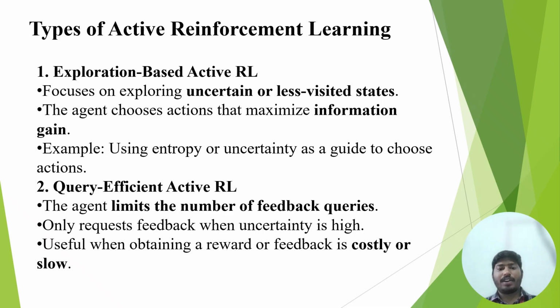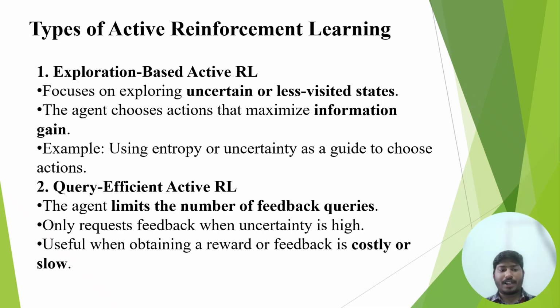There are different types of active reinforcement learning. These are the two main types: exploration-based active reinforcement learning and query-efficient active reinforcement learning. Exploration-based active reinforcement learning prioritizes uncertain states or actions to maximize knowledge. An example is educational tutorial systems that select questions for students based on topics they are less confident about.